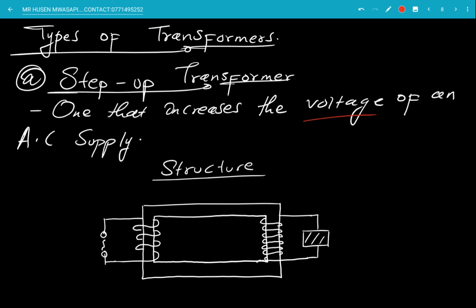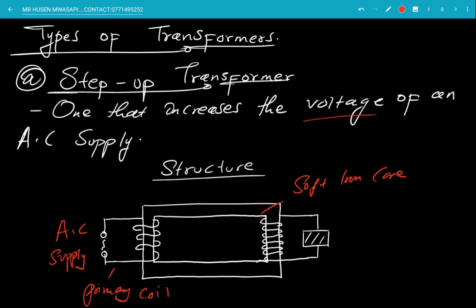Now, if you look at the structure, we have the same parts. We have the AC supply, this side. We also have the primary coil. Then we have the soft iron core here. Then we have the load. This is the load, the electrical appliance. Then we have the secondary coil. Alright, so this is the basic structure of the step-up transformer.